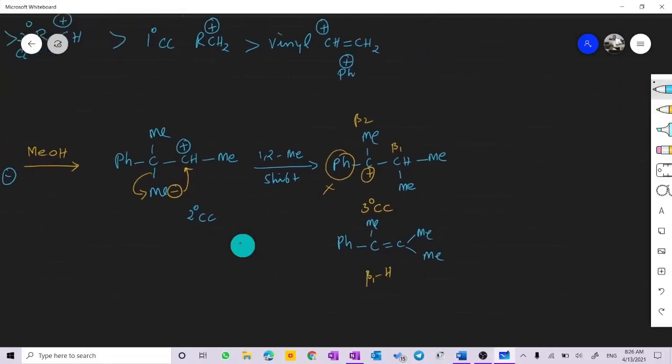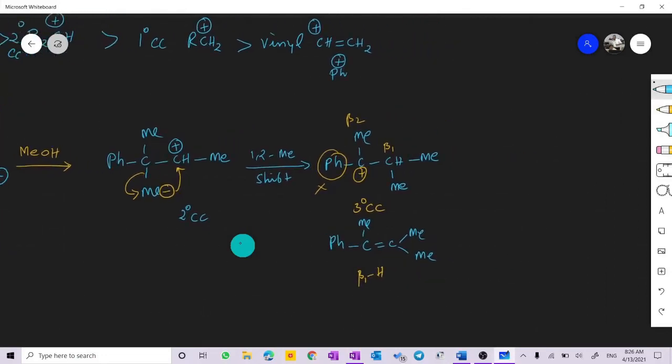Suppose you remove it from beta 2, so what will be the product? You say Ph C and CH, you have the methyl group and the methyl group that is formed here. Here you will have the double bond CH2. So this is arising due to beta 2 hydrogen. Beta 2 hydrogen being abstracted by the base, this will form a product.